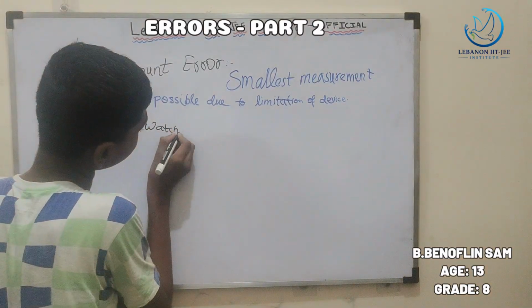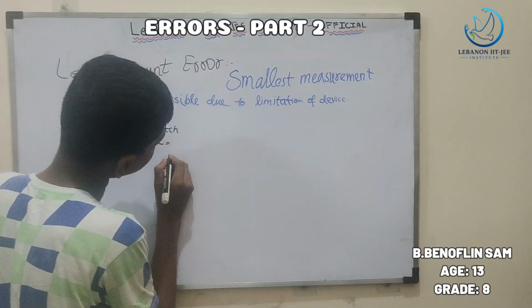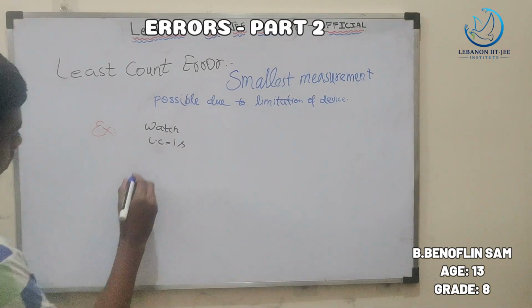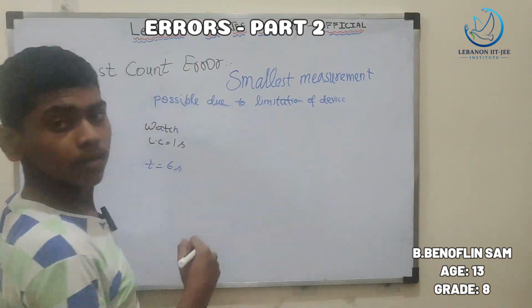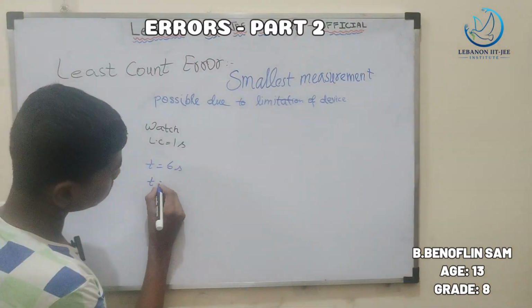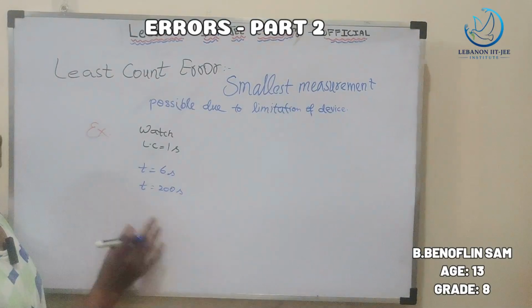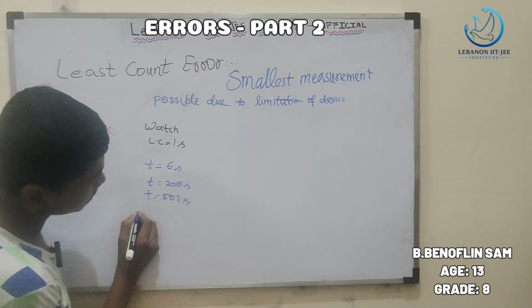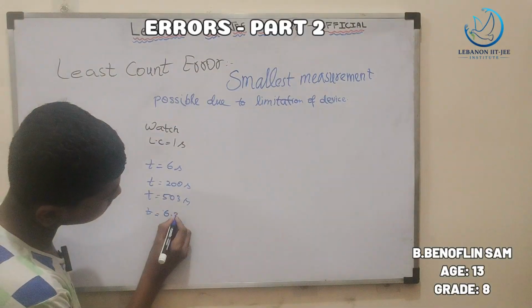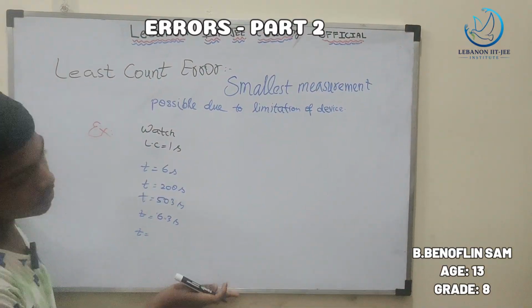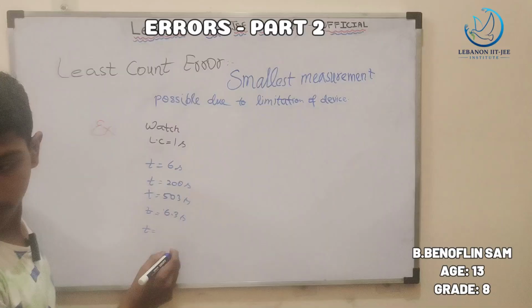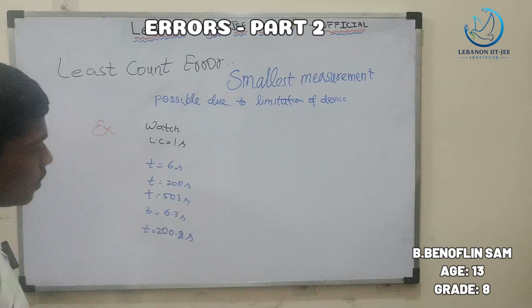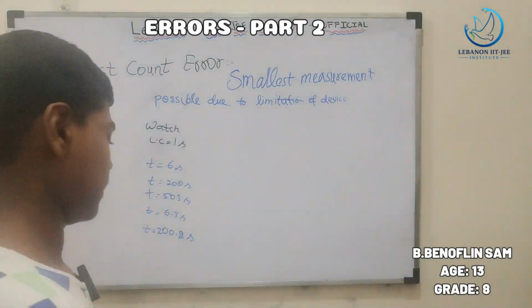In a watch, the least count is equal to 1 second. You have to figure it out like this. I'll tell the options first. T is equal to 6 seconds, T is equal to 20 seconds, T is equal to 503 seconds, T is equal to 6.3 seconds, T is equal to 0.2 seconds.